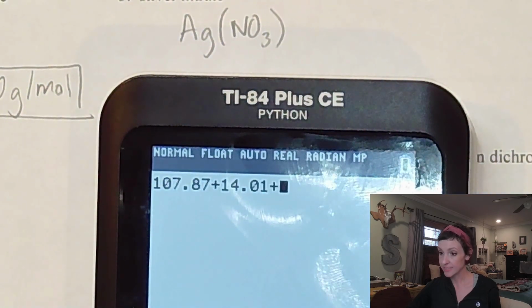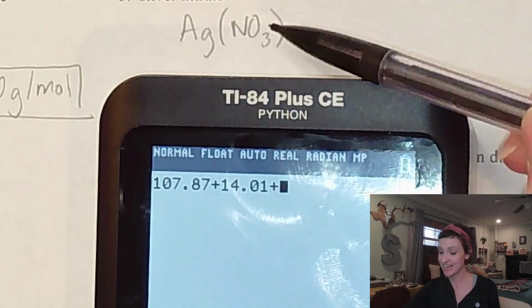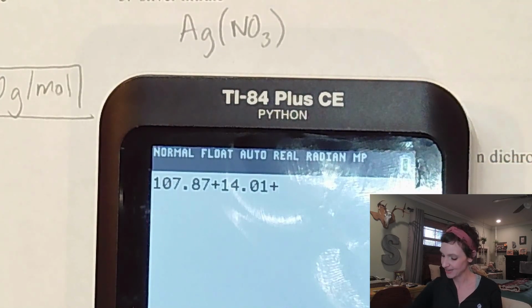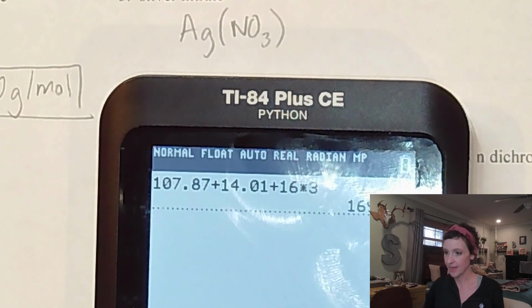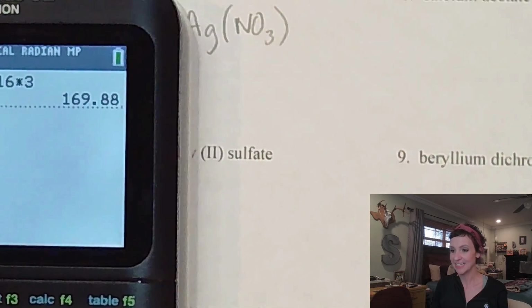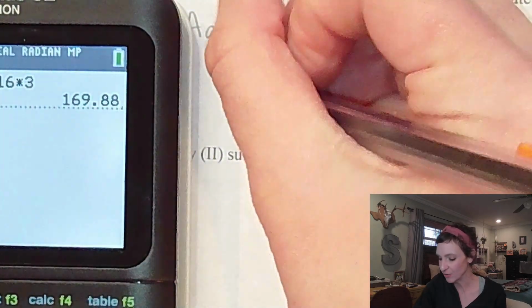14.01. Plus, our next guy is oxygen, and I have 3 oxygens. Oxygen's molar mass is 16 times 3. Okay, so I get 169.88 grams per mole.